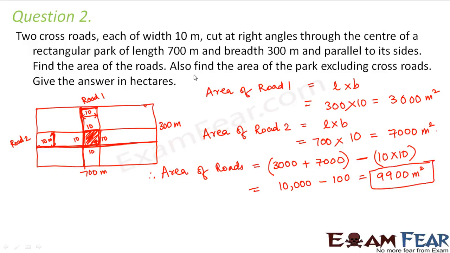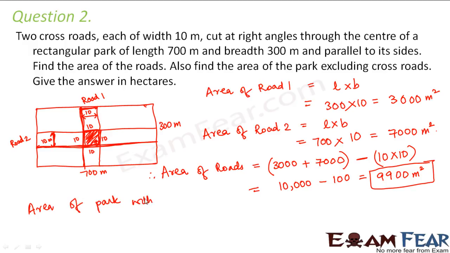Now in the second part, it asks to find the area of the park excluding the roads. That means if you leave the roads, then how much would be the area of the park? So for that, we first need to find out the total area of the park with the roads. So what would be the total area of the park with the roads? That would be nothing but that area of this big rectangle. Right?